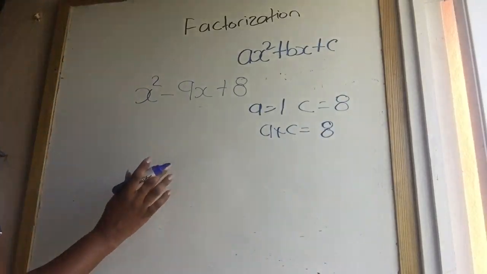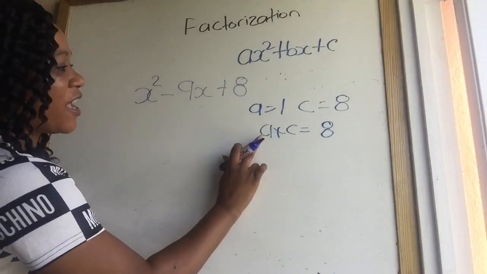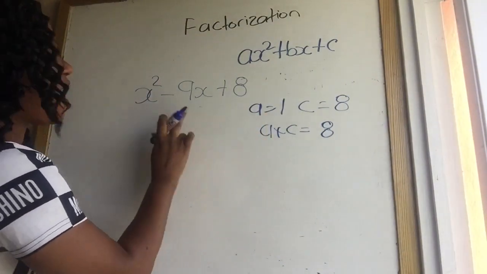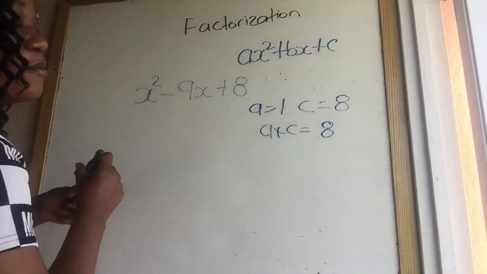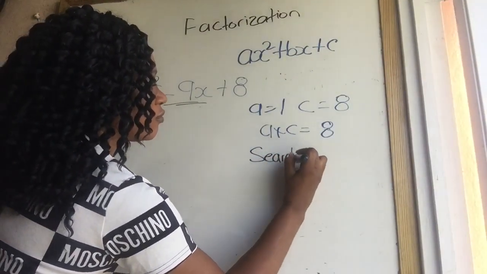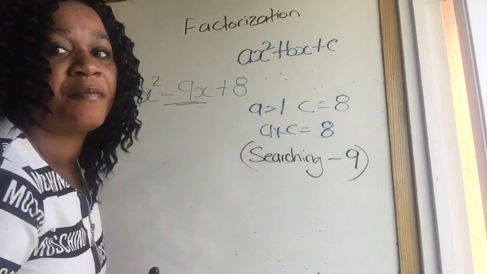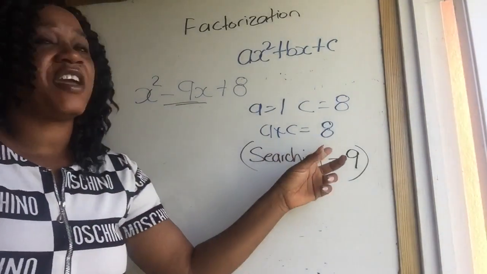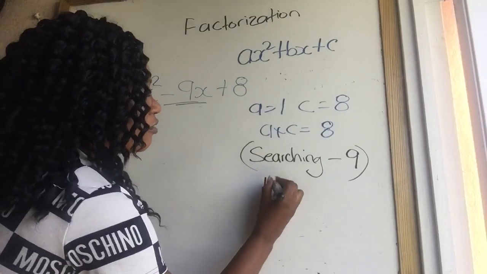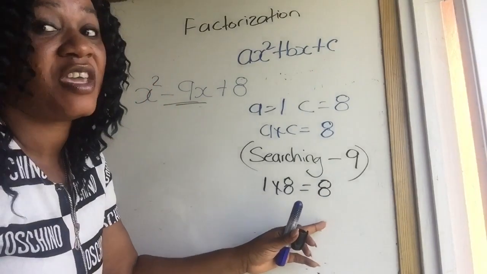Now, the next thing that I'm going to do is I need two numbers. When I multiply them, I must get 8. And when I add them, I must get minus 9x. Good? So basically, I'm searching for negative 9. This is what we're searching for. Now, we need to find the factors of 8. So we know that one of the factors already is 1 multiplied by 8, and that is equal to a positive 8, people.